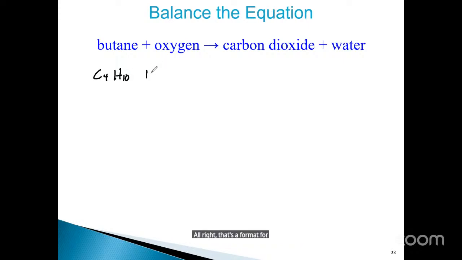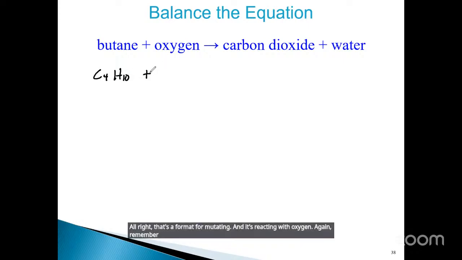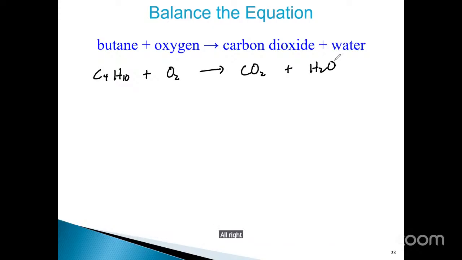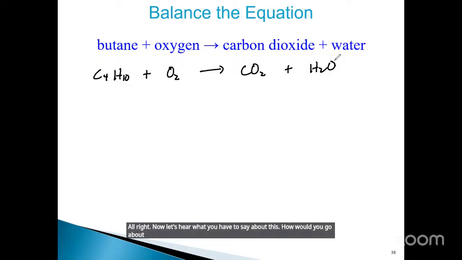And it's reacting with oxygen. Again, remember, oxygen is one of those elements that exists as a diatomic molecule. So therefore, O2, right? And then the formula for carbon dioxide is CO2. And the formula for water is, of course, H2O. All right? Now, let's hear what you have to say about this. How would you go about balancing this particular equation?